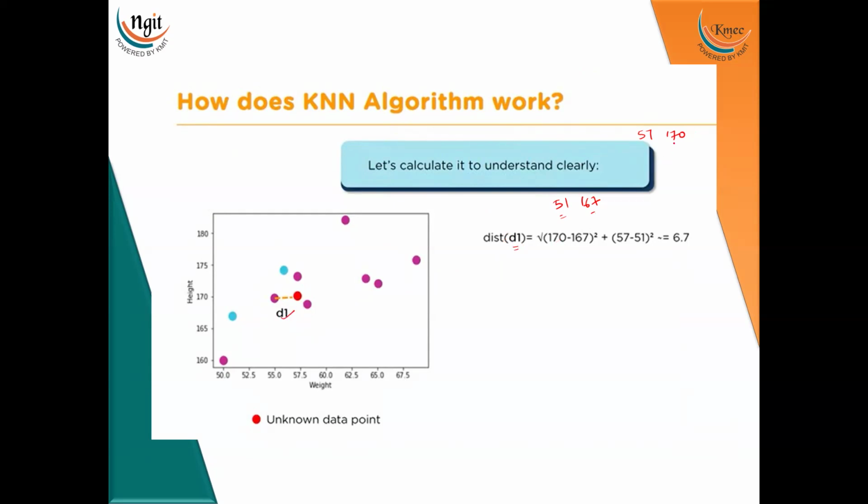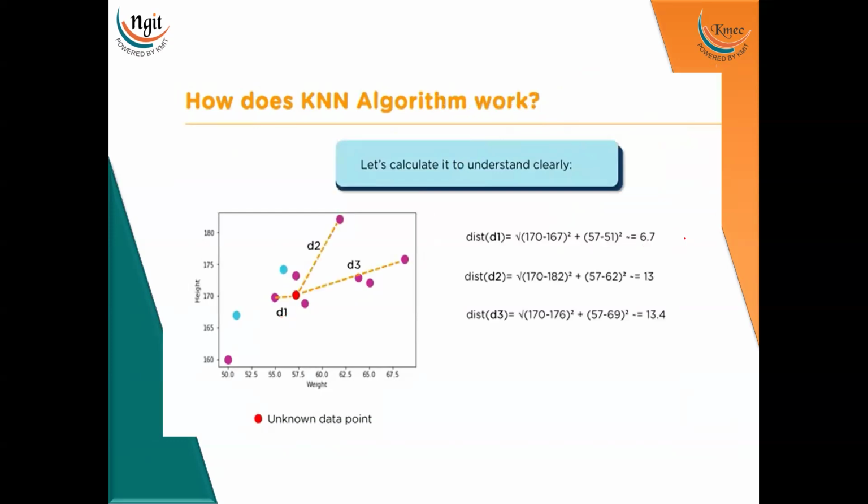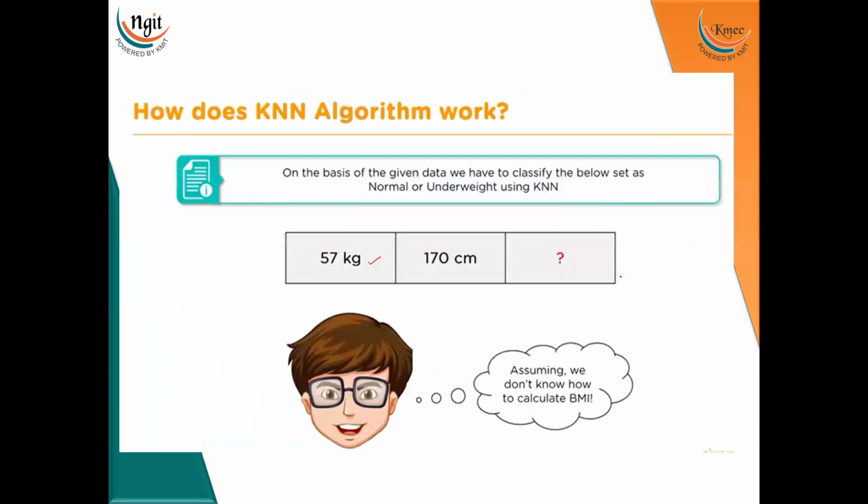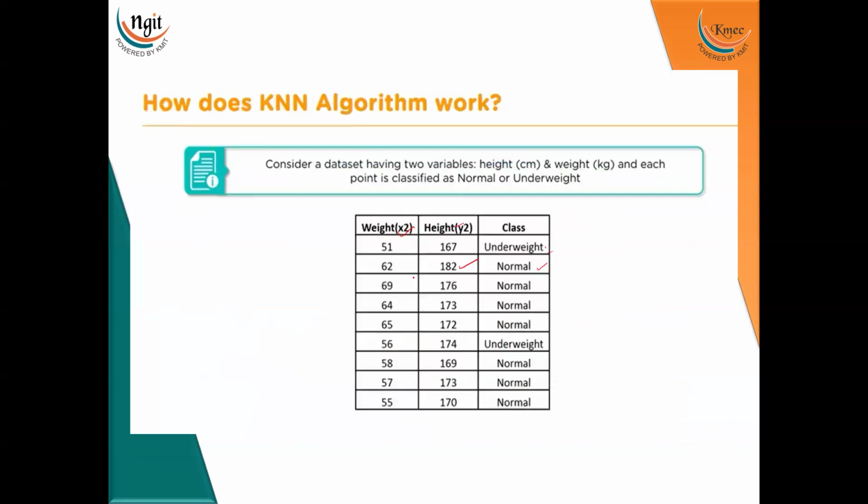That is given by 170 minus 167 whole square plus 57 minus 51 whole square. We are going to get some value, 6.7. Similarly, let us find the distance between the unknown data point and the next one, which we name d2, and to the next one, d3. As per the data set we are calculating, see here 182, 62. We'll go back to our data set. Here you can see 182, 62, and 176, 69.